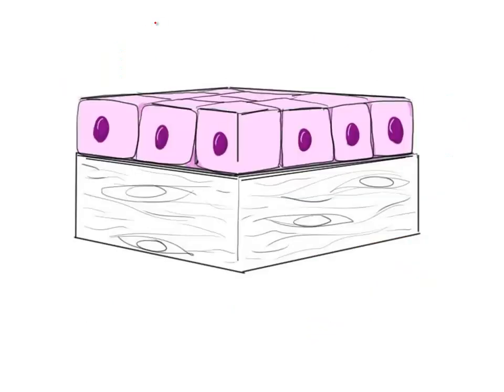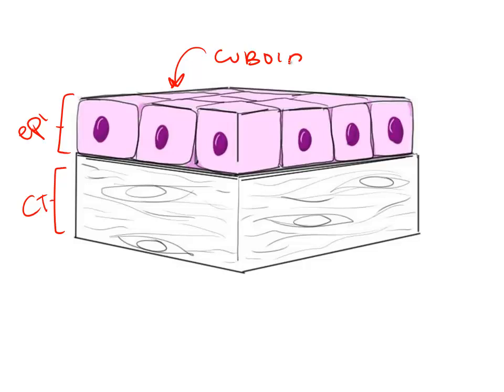In this example, again, we see connective tissue with an epithelial cover or lining. These cells are cubes, so we call it cuboidal. And again, it's one cell layer thick, so we call it simple cuboidal.